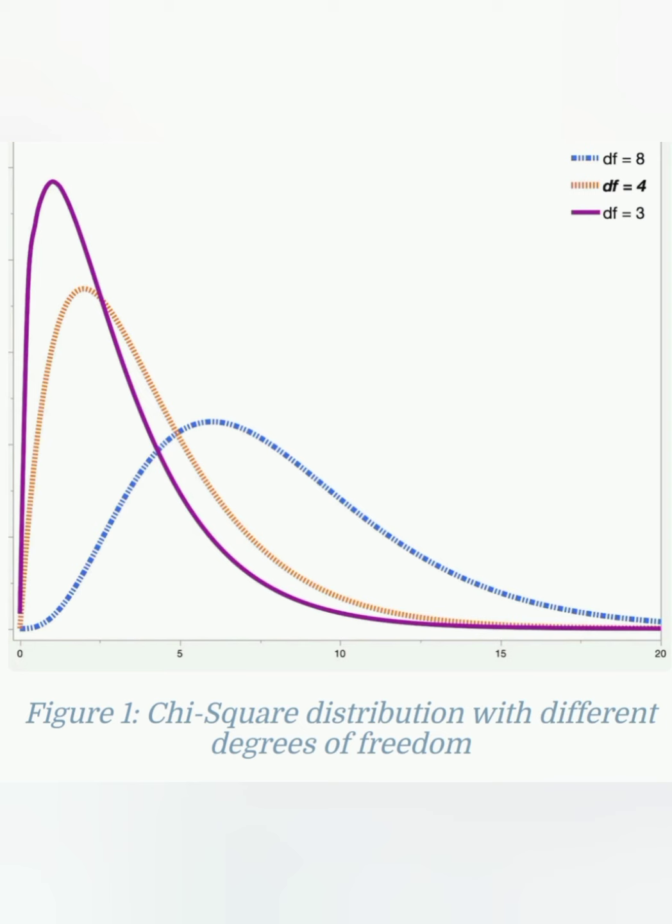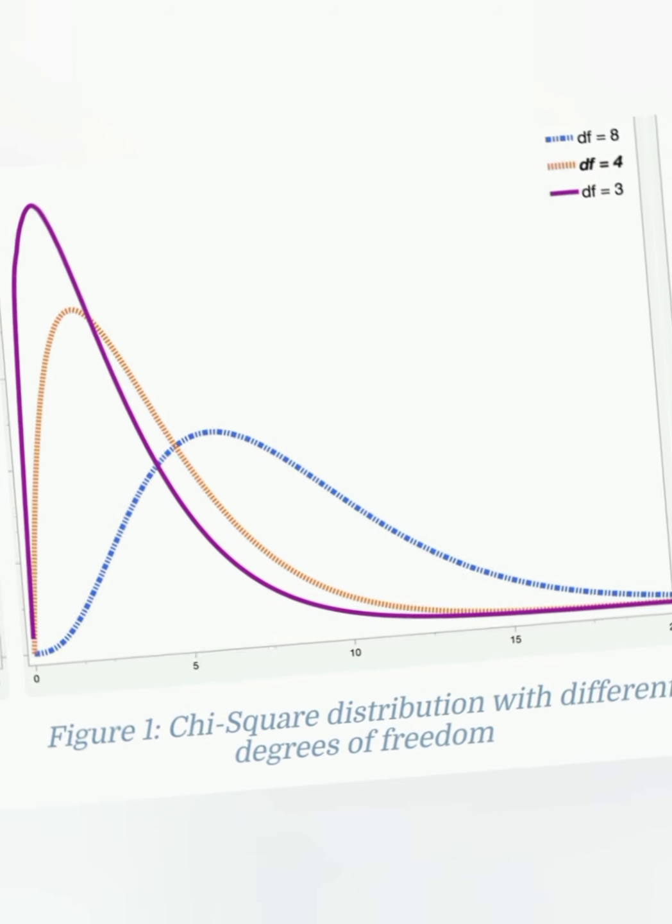You can see that the blue curve with 8 degrees of freedom is somewhat similar to a normal curve, the familiar bell curve, but it has a longer tail to the right than a normal distribution and it's not symmetric. Compare the blue curve to the orange curve with 4 degrees of freedom. The orange curve is very different from a normal curve. The purple curve has 3 degrees of freedom and looks even less like a normal curve than the other two curves. The higher the degrees of freedom for a chi-square distribution, the more it looks like a normal distribution.